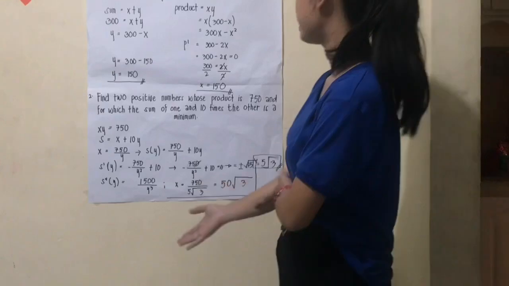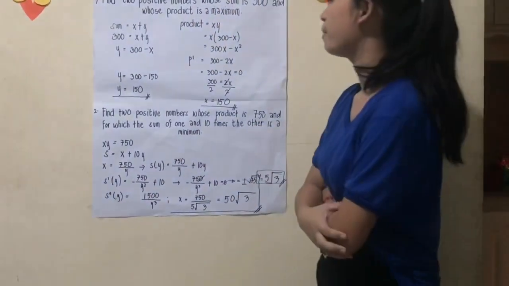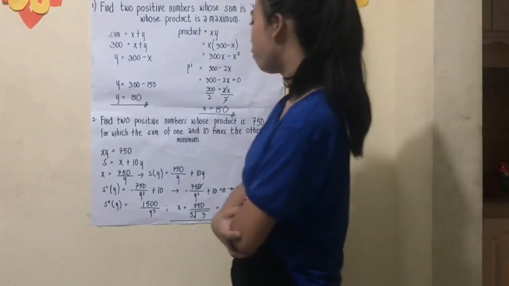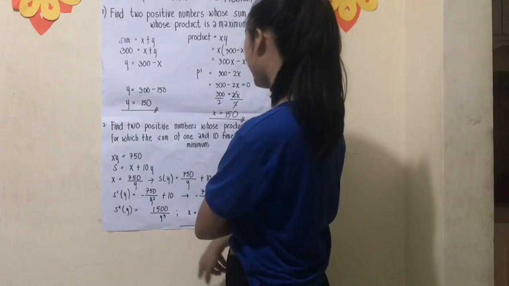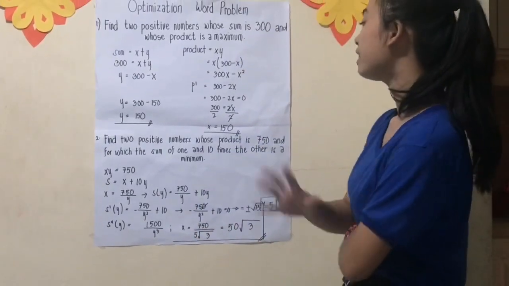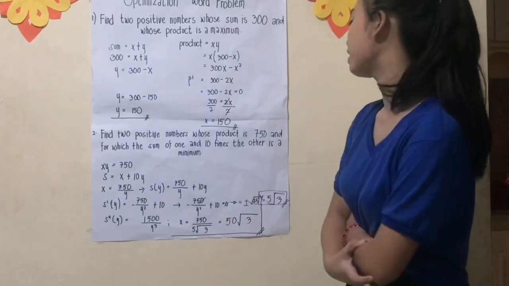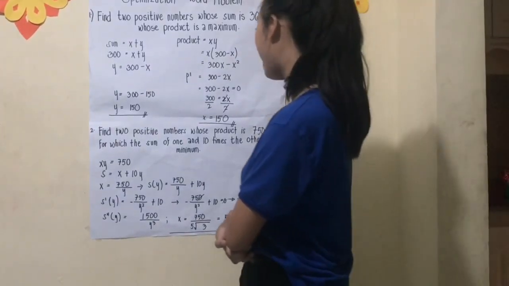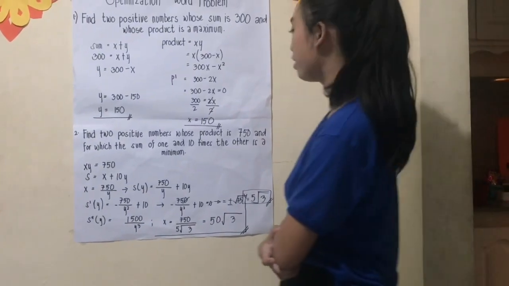So when you find the x, you need to find the second derivative of the sum. The second derivative of the sum, S of y, equals 1,500 over y cubed. Then it turns out x equals 750 over 5 square root of 3, which equals 50 square root of 3.